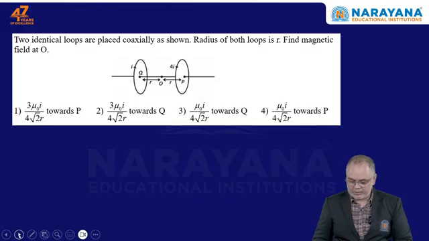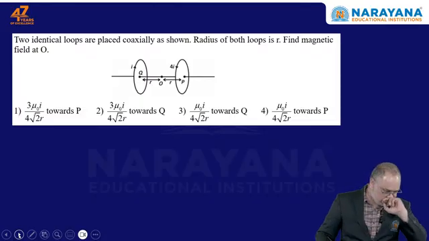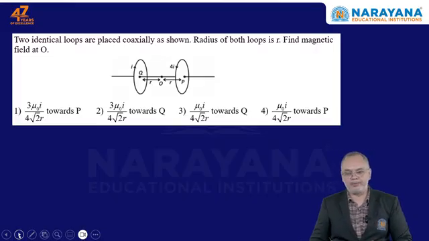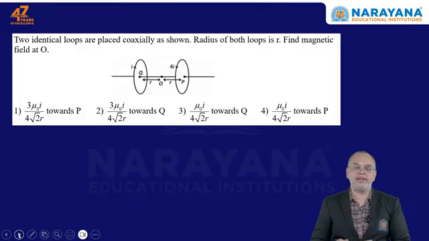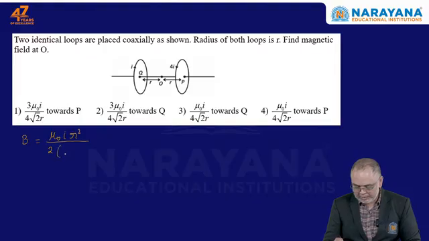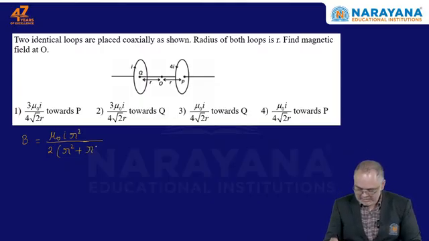The next question is, two identical loops are placed coaxially as shown. Radius of both loops is small r. Find magnetic field at point O. Now because of the circular loop, for the magnetic field on the axis of the loop, we know the formula. We can write B is equal to mu naught I r square upon 2 into (r square plus x square) to the power 3 by 2. Now here x is what? That is equal to r only. So (r square plus r square) to the power 3 by 2.